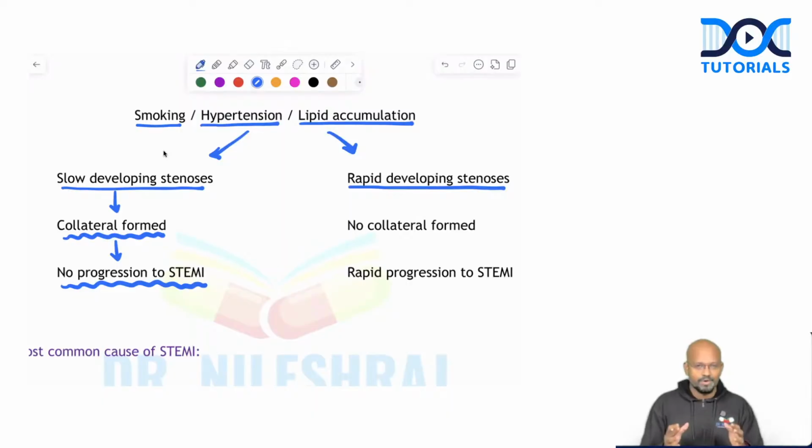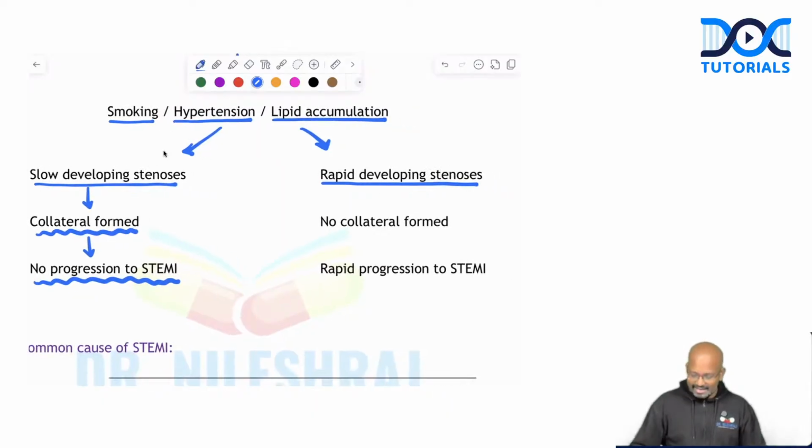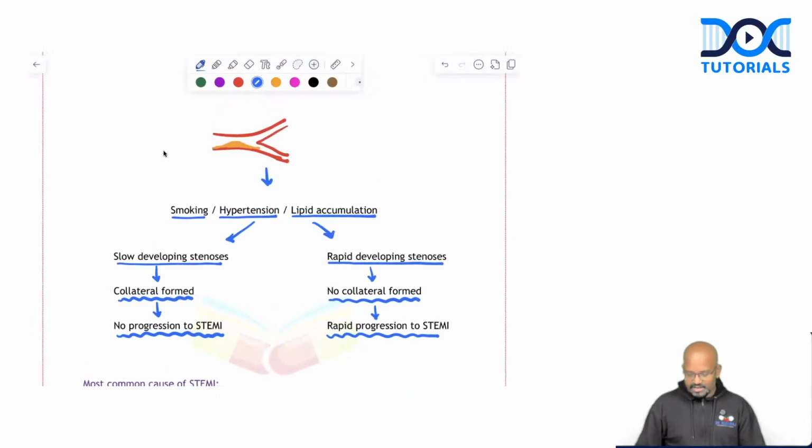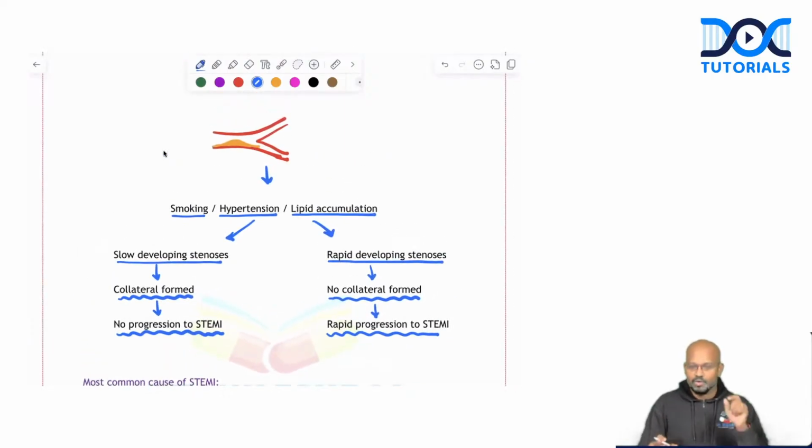Usually these patients will not progress on to STEMI, but if there is a rapidly developing stenosis, which I'll explain, there is no time for the collaterals to form, and those patients might rapidly progress on to STEMI. So what we are trying to explain is that not all patients will progress on to STEMI. Patients with rapid progression of stenosis are more prone to progress on to STEMI, ST segment elevated myocardial infarction. Now we'll look into how this rapid progression to stenosis actually happens.